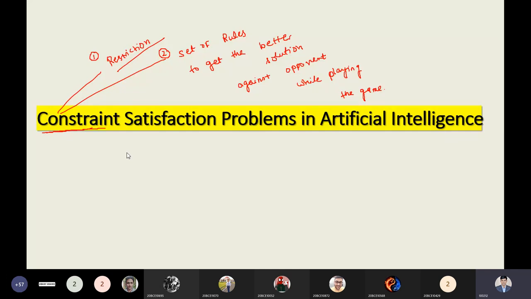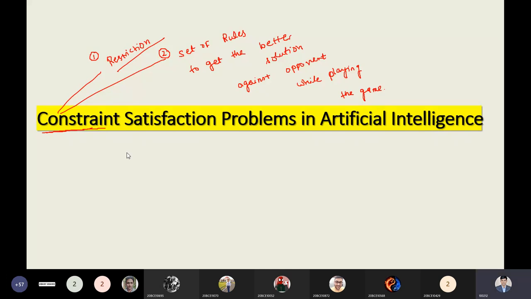To handle such situations, we have the constraint satisfaction problem. That is the reason this term is used, because we have to use multiple agents. When we talk about a single agent, everything is okay. But when talking about multiple agents while playing the game, then the constraint satisfaction problem, or this topic, is required, because it is a problem where multiple agents are involved.